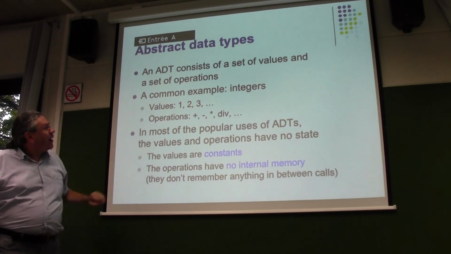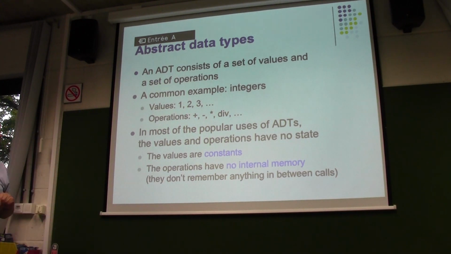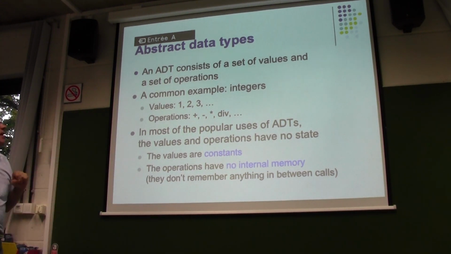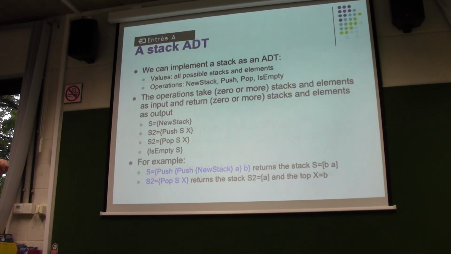And that's what I'll show you now, but I'll show you a little bit later, you can also have them have memory, have state. And that gives another kind of abstract data type. Okay?